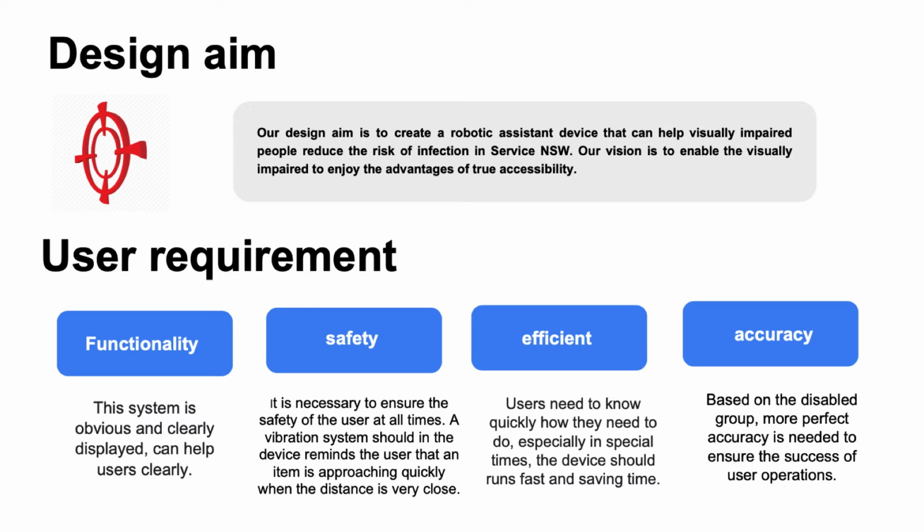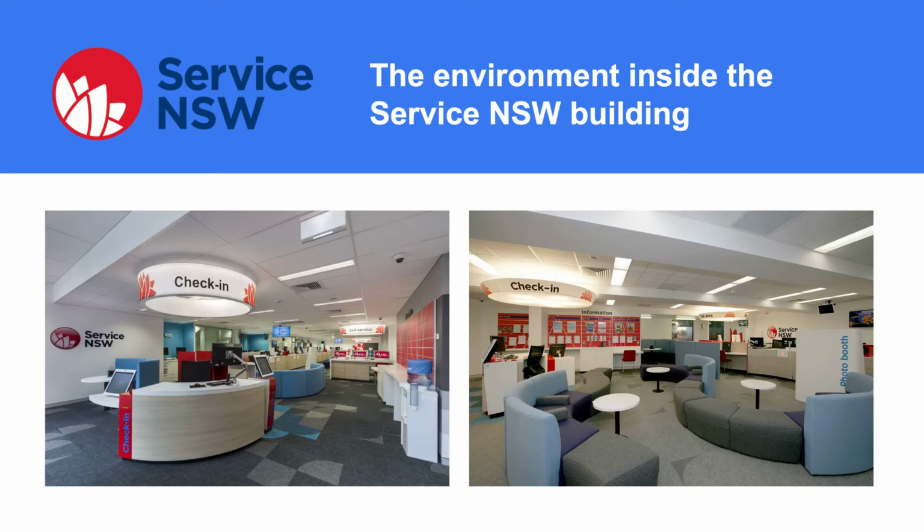Accuracy is based on the disabled group. Greater accuracy is needed to ensure the success of user operations, including the accuracy of each system and the exact location of each touch. Here is an example picture of our chosen location, Service New South Wales.